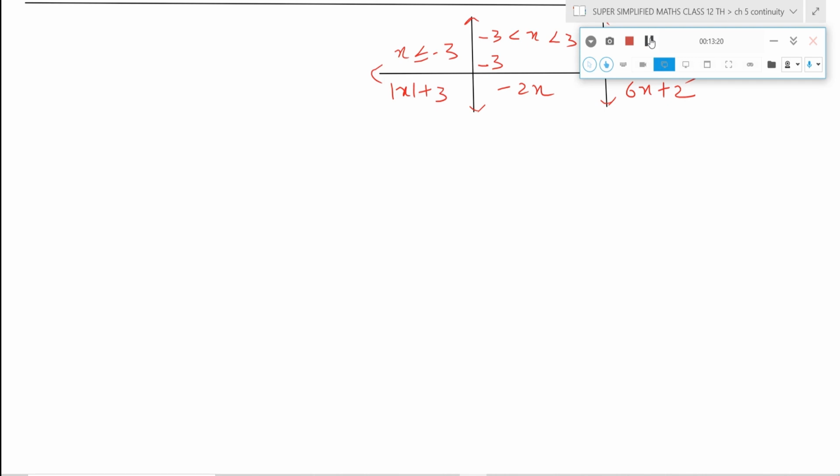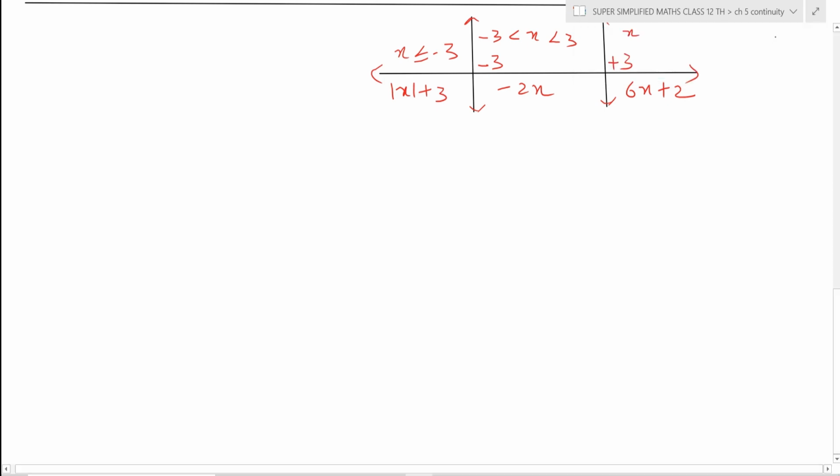Now we have already checked that the function is continuous at the point x equal to minus 3. Now let us move to the point x equal to plus 3. Now I have to check the continuity at this point. To check the continuity at this point x equal to plus 3, I have to find out the limit of the function at the point plus 3. So I have to find out the limit as x tends to 3 of f(x).